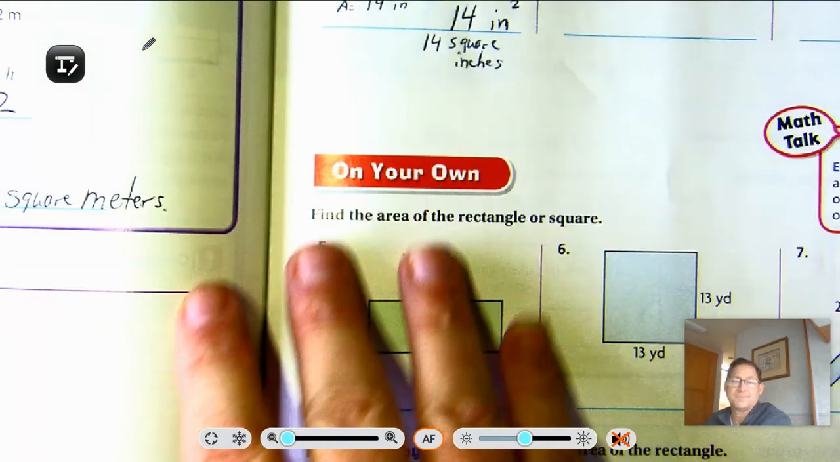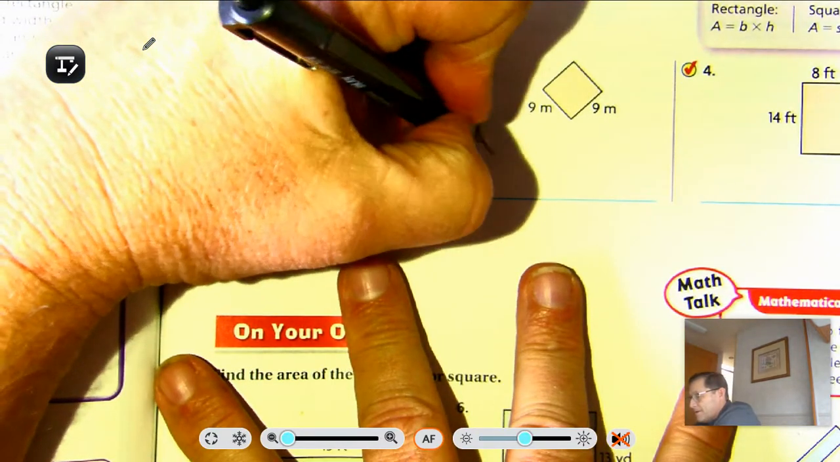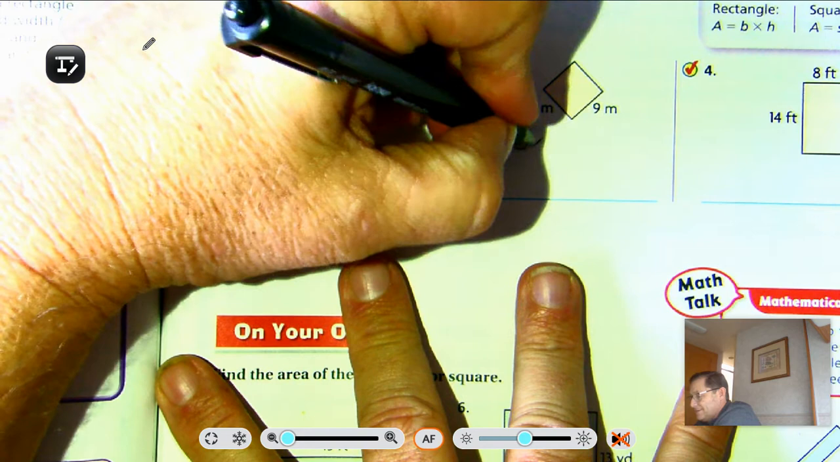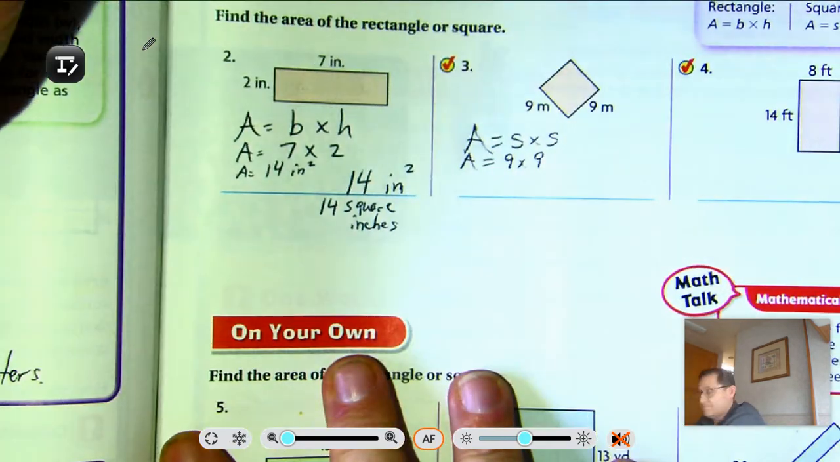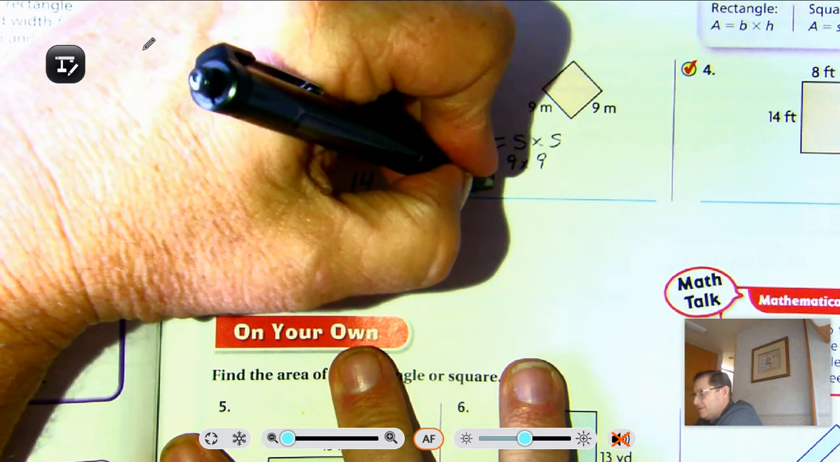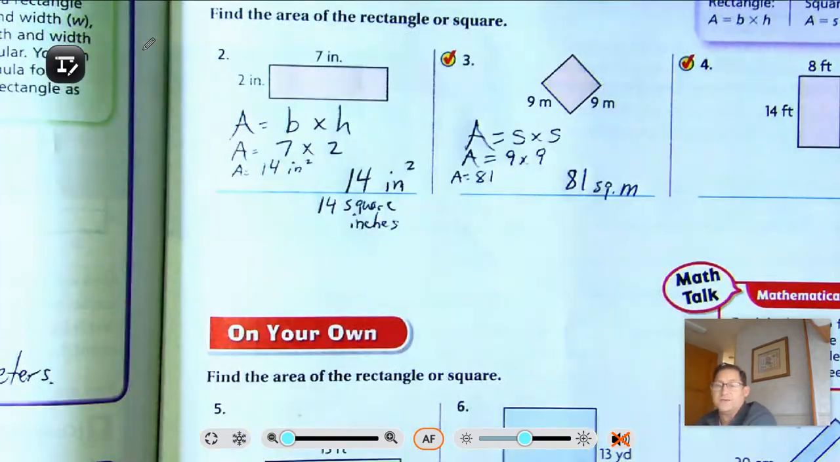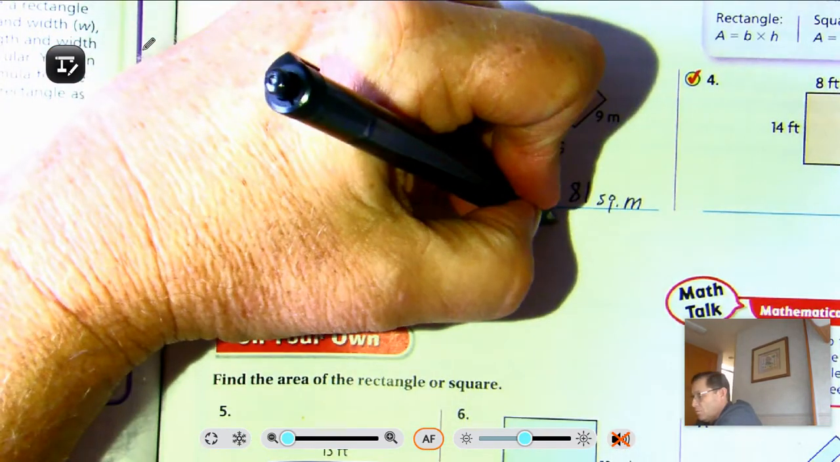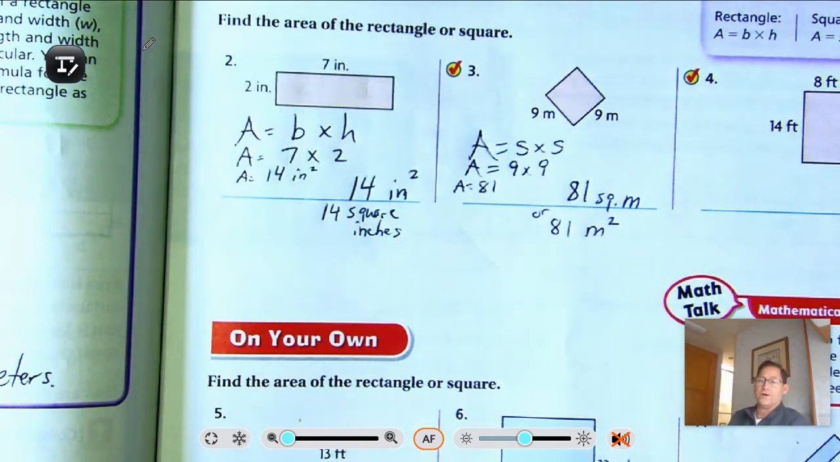All right, now, number 3. Okay, so we have a square. A equals S times S. A equals 9 times 9. So the area of that square is 81 square meters, or 81 meters squared.